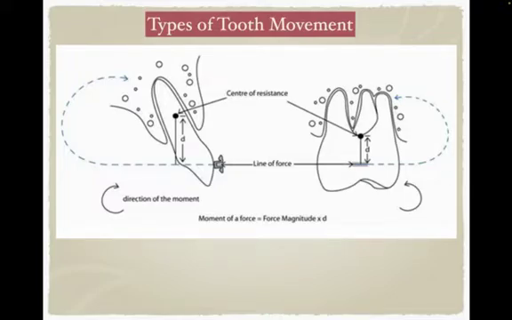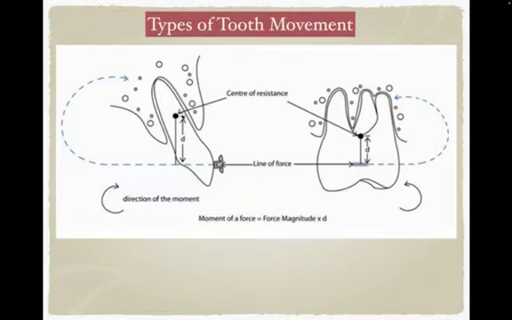Now, before we explain the types, we just need to explain this thing, that for each mass, that's a physical thing, there is a center for this mass. We call it the center of resistance. If we apply the force directly into the center of resistance, that will result in a movement of all parts of this object in the same direction with the same speed.